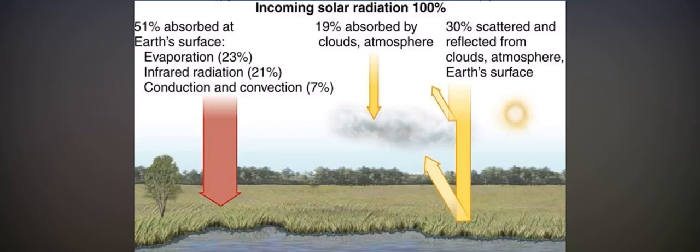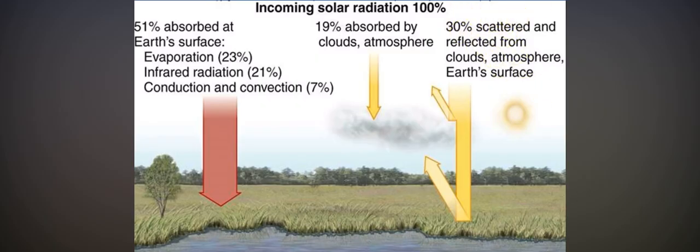So let's look at what happens to sunlight as it comes to the earth. The incoming solar radiation is 100%. 51% is absorbed at the Earth's surface. Some of it causes evaporation. Some of it is in the form of infrared radiation. Some of it is conducted. Some of it is being turned into convection. Convection is where you have circulation of air or other fluids. 19% is absorbed by clouds, and 30% is reflected from the surface and scattered and reflected from the clouds.